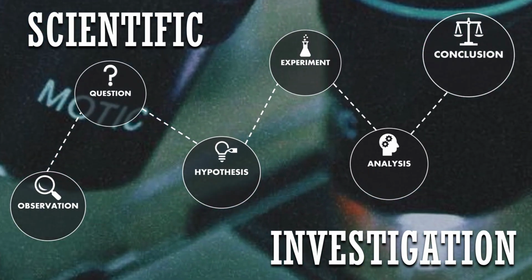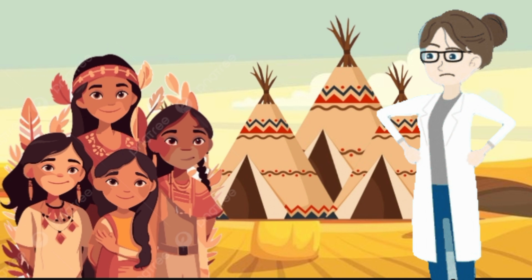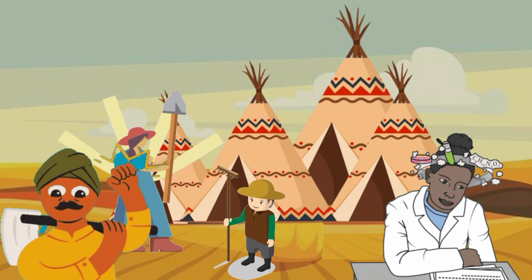And the last step is conclusion. Conclusion is the stage where the validity of the hypothesis is tested to determine whether it is accepted or rejected based on the evidence gathered. As the scientist explained to them the effectiveness of this scientific investigation, they didn't hesitate to follow each step.